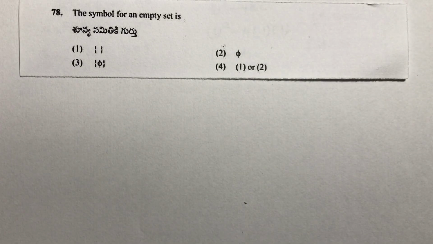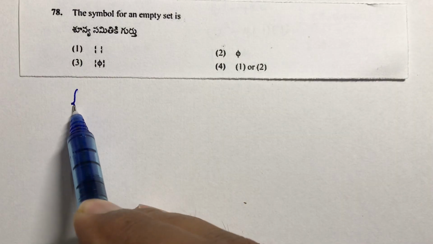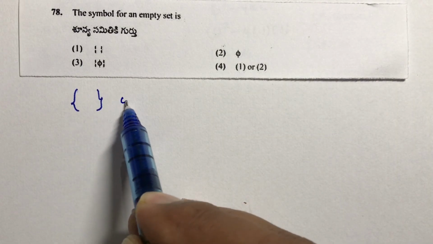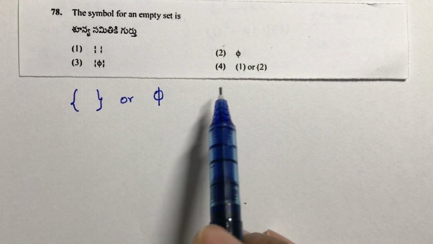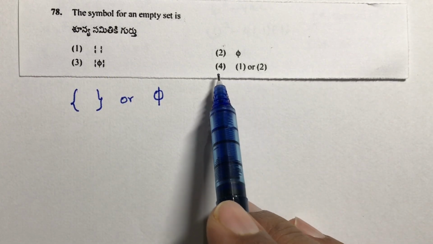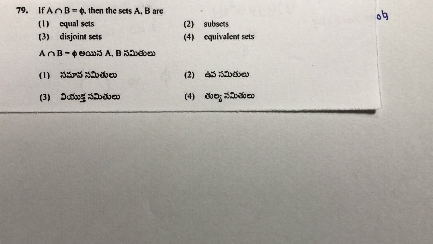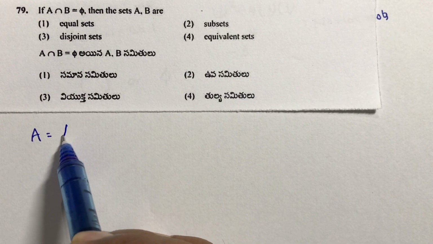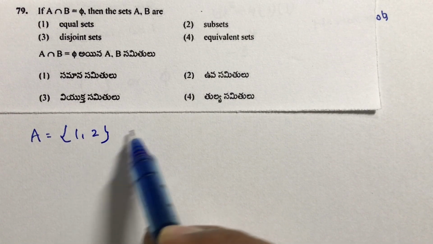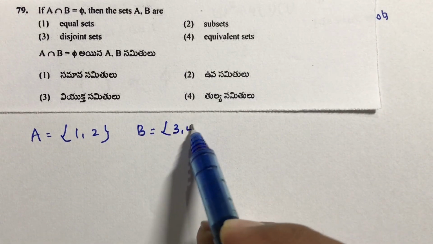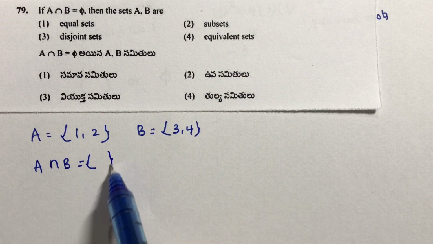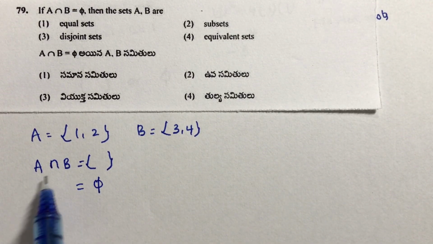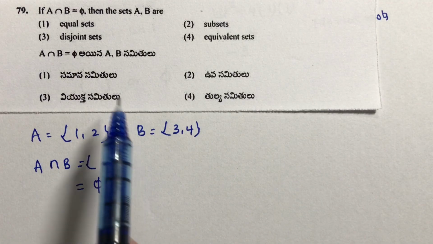The symbol for an empty set. The symbol for empty set or null set or void set is this one, or you can write it like this. So here we have option 1 and option 2. The fourth option says 1 or 2, so the correct option is 4. If A intersection B is a null set, then the sets A and B are disjoint, because disjoint sets' intersection will be a null set. A is 1, 2, B you can take as 3, 4. If we do A intersection B, we don't have any common elements, so we get a null set.